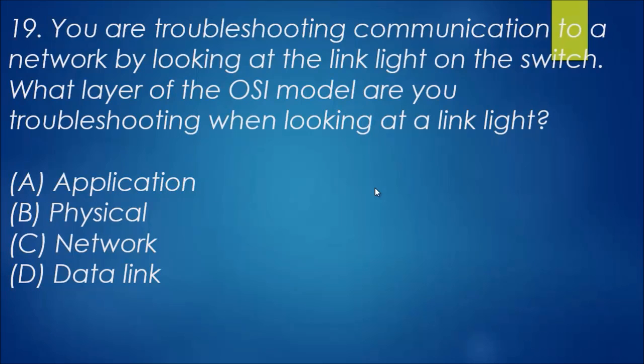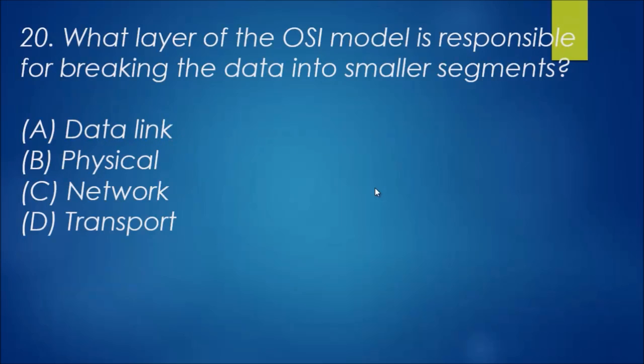Question 19, you are troubleshooting communication to a network by looking at the link light on the switch. What layer of the OSI model are you troubleshooting when looking at a link light? Now in this instance we'll probably be looking at the physical switch and light, so in this case it'll be physical. Application has nothing to do with that. You could almost mount a case for network and data link, but we're looking at the physical light. There may be problems on the network or data link, but the actual answer obviously right there is B.